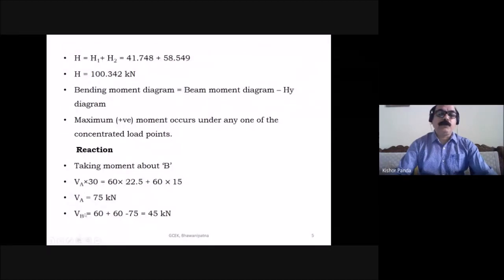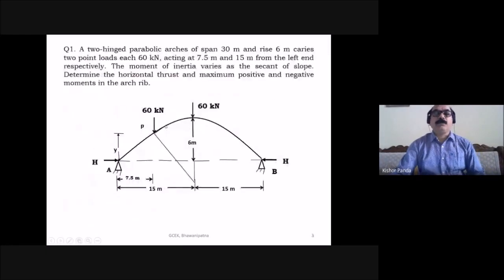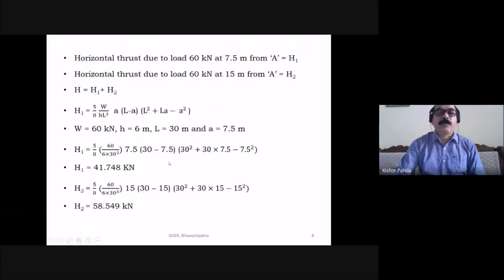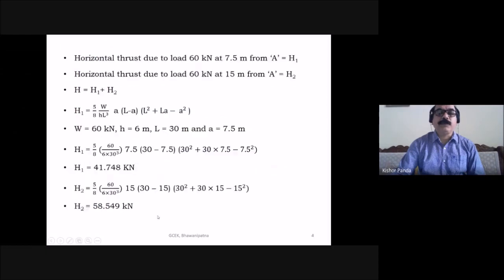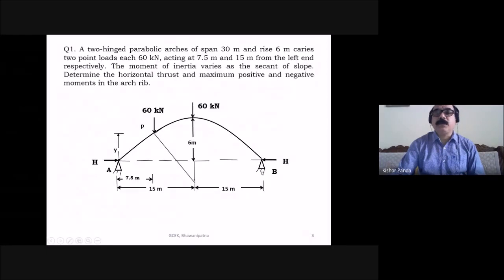Then you find the vertical reaction at B. You know summation of vertical force is equal to 0. You already got VA 75 kilonewton, and the loads are 60 plus 60, minus 75. So this is 45 kilonewton. So the vertical reaction at B is 45 kilonewton, and the vertical reaction at A is 75 kilonewton.